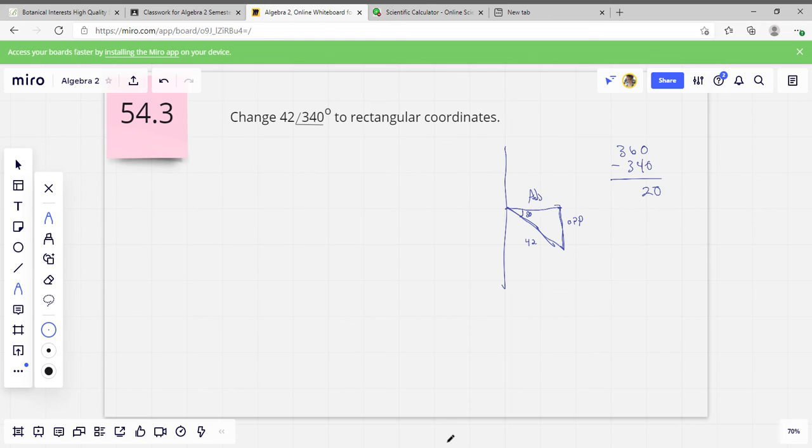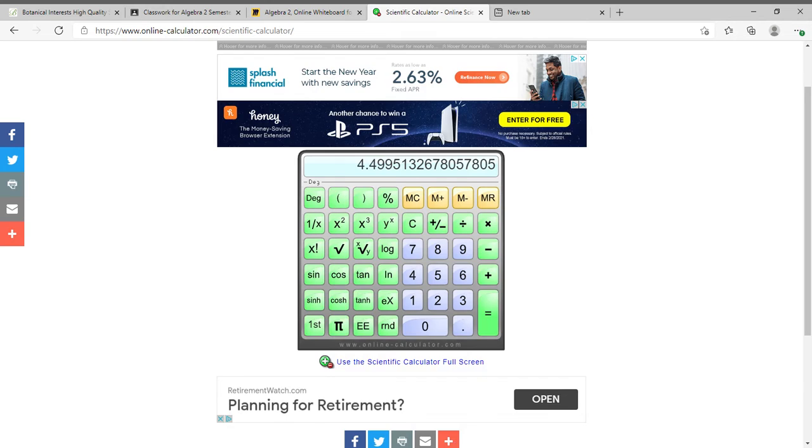Alright, so there's our triangle, and our angle is 20 degrees. So we're going to say sine of 20 degrees equals opposite over 42. So we multiply times 42 and times 42. And that's going to give us our opposite. That's going to be our up and down. Sine 20 times 42.